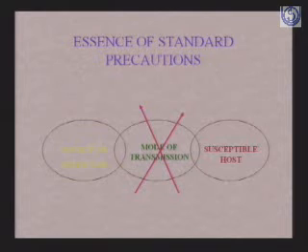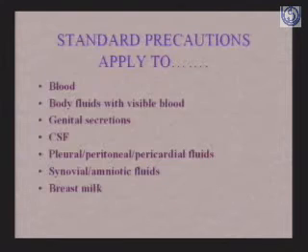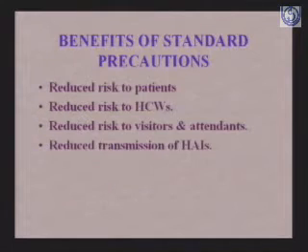So if you can manage to keep the agent, that is the microorganism, away from the host, then it's possible to prevent these infections from occurring. So that is the link we have to break, and how we do it is as follows. The standard precautions apply to blood, body fluids with visible blood, genital secretions, cerebrospinal fluid, the pleural fluid, pericardial fluid, peritoneal fluids, amniotic, synovial fluid, and even breast milk, because all these body fluids are capable of transmitting infections.